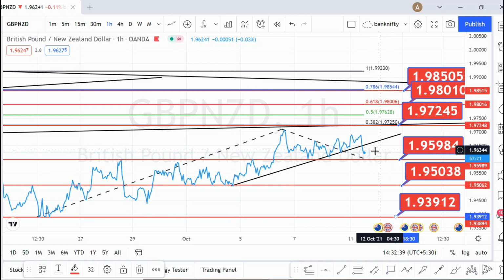1.93912. So overall the trend is on the downside, so I would recommend don't take any buying position, always do the sell.